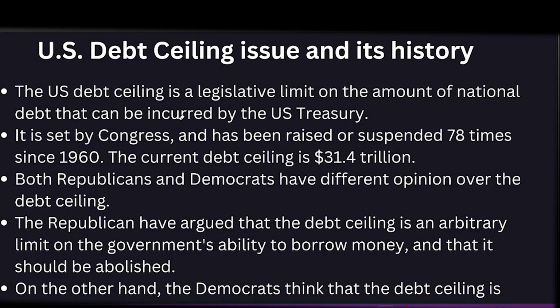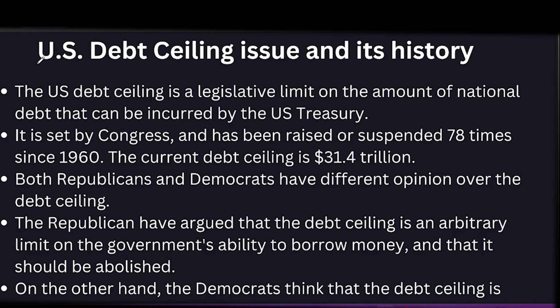Today we are going to discuss the issue of the U.S. debt ceiling. As you have heard, the U.S. debt ceiling crisis is going on, and I'm going to tell you what it is, what has happened in the history, and what is happening right now. So we are going to cover all that.